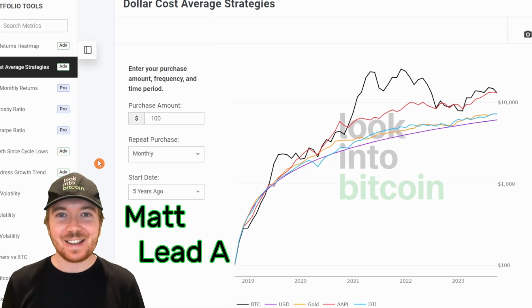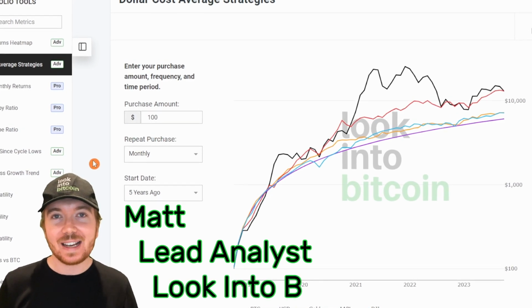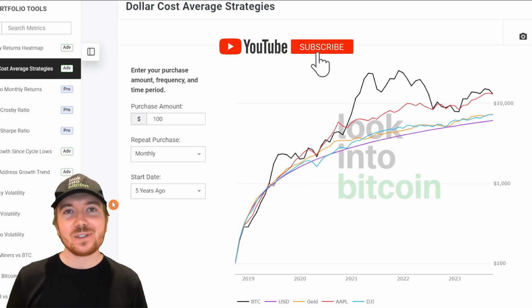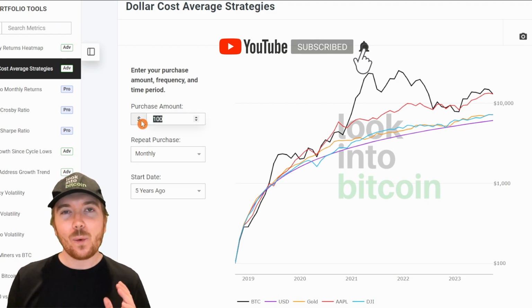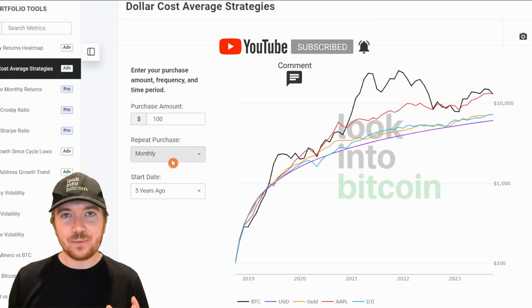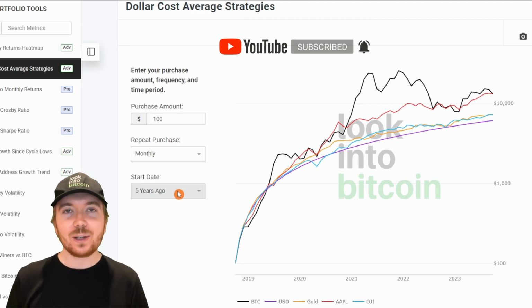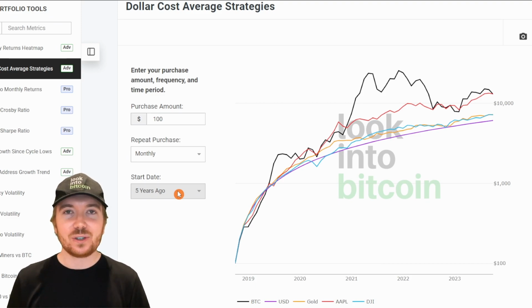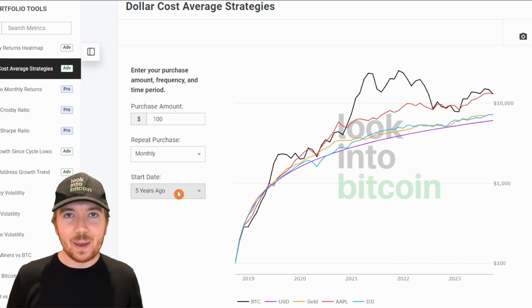Where better to start than the dollar cost averaging tool we've just added on lookintobitcoin.com, available for new subscribers. So I've just altered this slightly to say a $100 purchase amount every month. And to begin with, we're going to look at the 5-year performance in doing so, and then the 9-year performance. And we're going to try and expand on just plain dollar cost averaging and compare the results to see if we can optimize this any further.